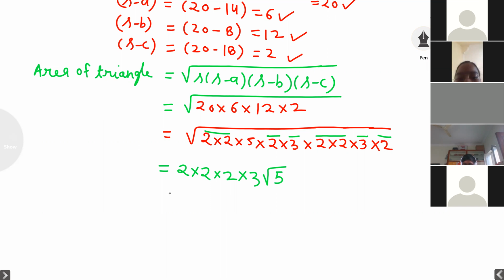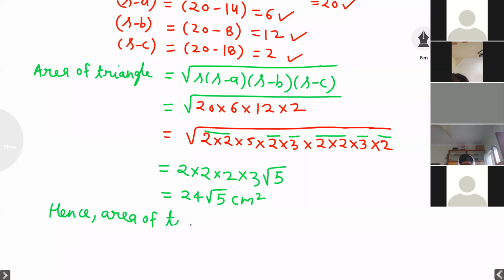Understood everyone? Now 2 2s are 4, 4 2s are 8, 8 3s are 24. 24 square root of 5 centimeter square. Hence area of triangle is 24 square root of 5 centimeter square.